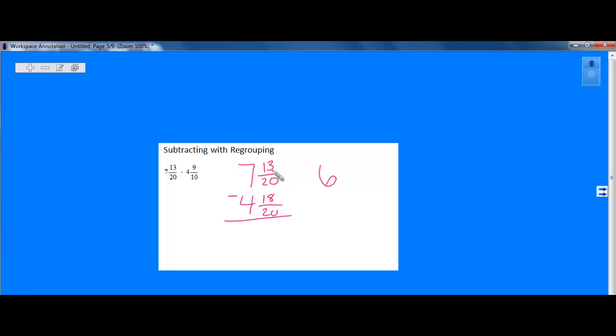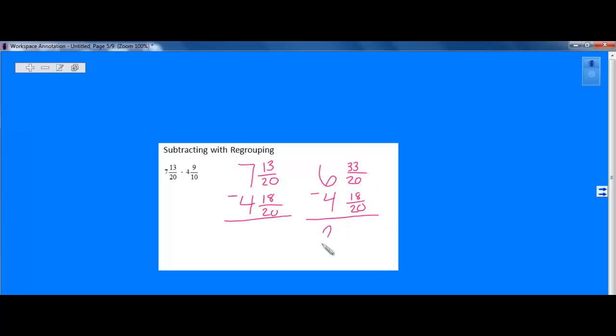If I add 20/20 to 13/20, I end up with 33/20. So 7 and 13/20 and 6 and 33/20 are the same thing. They have the same value, they're just written differently, so we can subtract. Minus 4 and 18/20. Now I'll have an easier time subtracting.